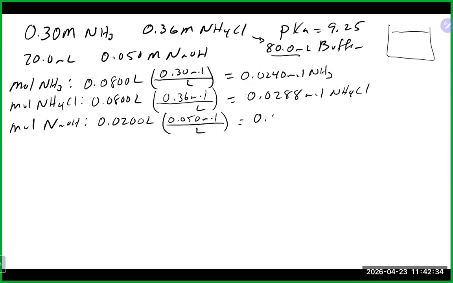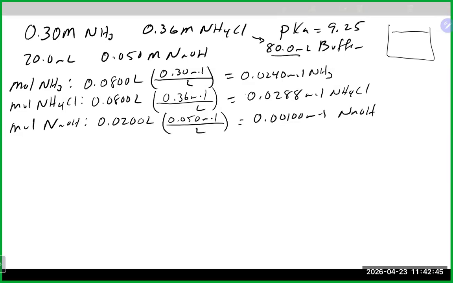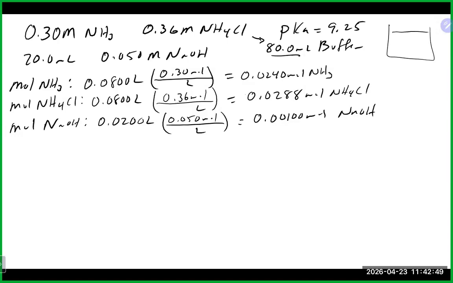Looks like 0.001 moles of sodium hydroxide. Any questions on that calculation so far? All right, so when I react or toss my sodium hydroxide into my buffer here, which at this point has some NH3 floating around. It's got a little NH4 plus floating around.